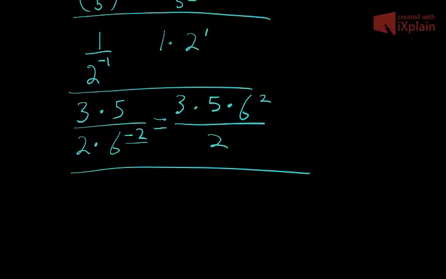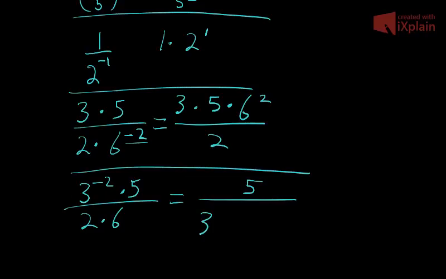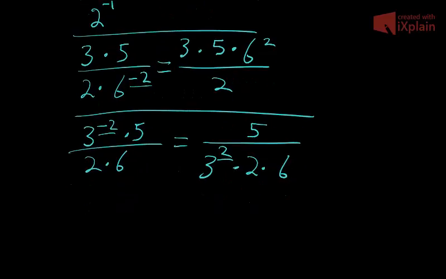And it works the exact same way the other way. If I have 3 to the negative 2 times 5 over 2 times 6, then I could write this as 5 divided by 3 to the 2 times 2 times 6. So again, all that happened, I took this negative exponent, I made it positive, and I flipped it. So now it is on the bottom of the fraction. So that's not too bad.